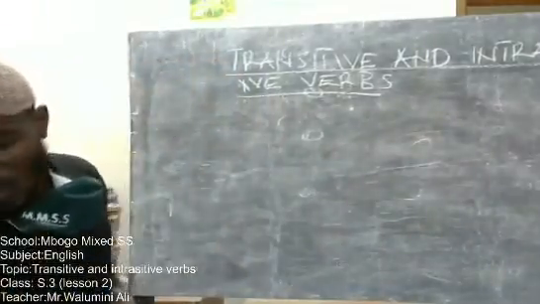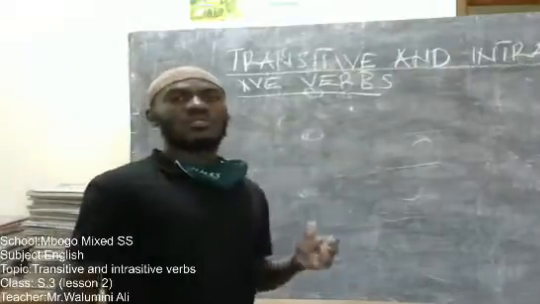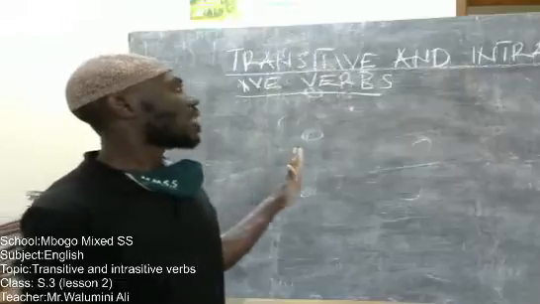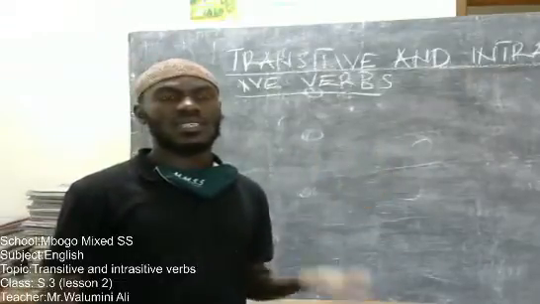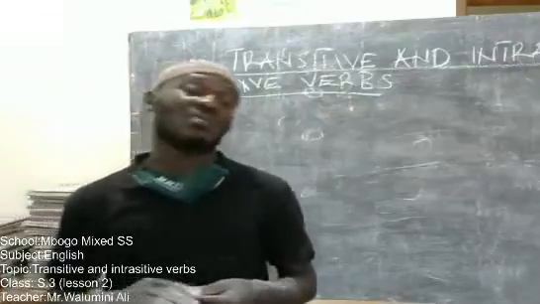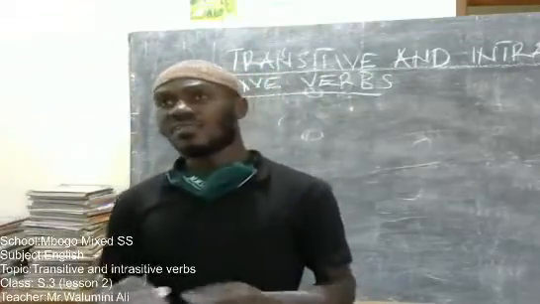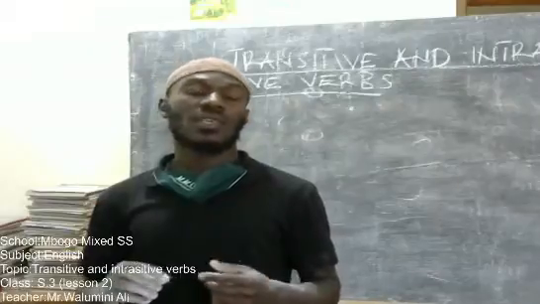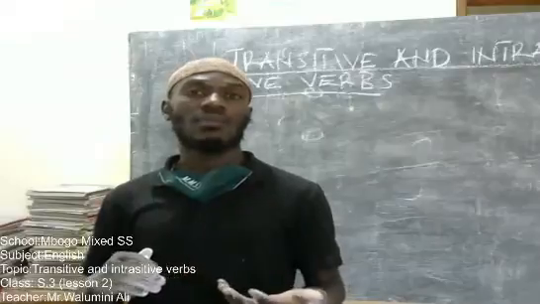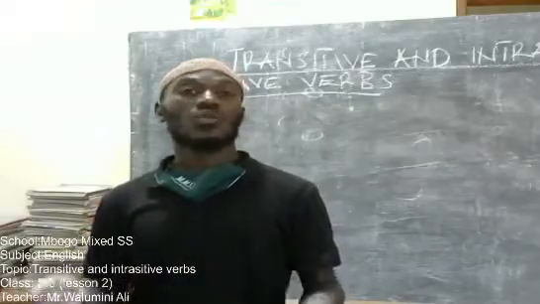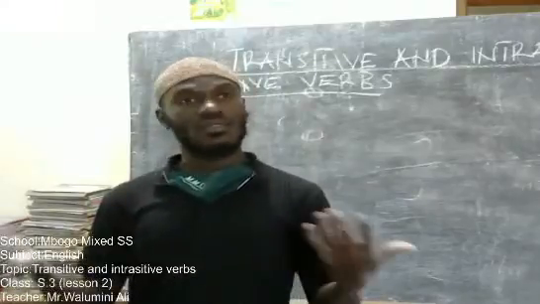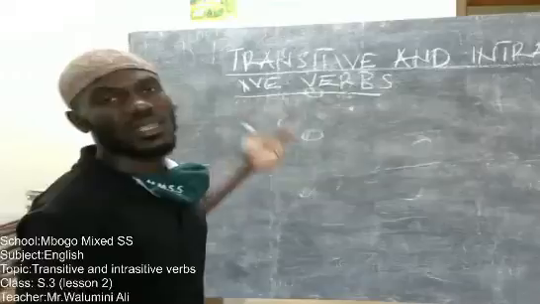Now, before I give you my task or the exercise that you have to do in your books, I just want to repeat a little. We've been talking about intransitive and transitive verbs, and we began by defining the word verb. It is a word, an action word. It is a word that illustrates an action or an event. And we gave examples.